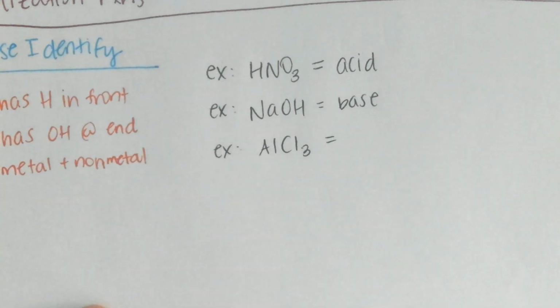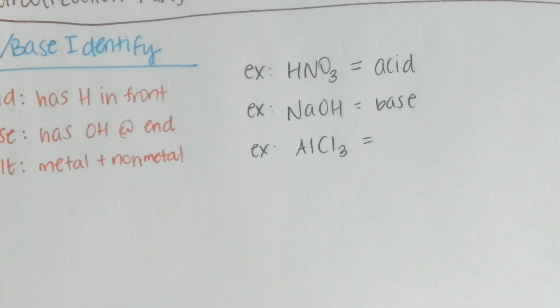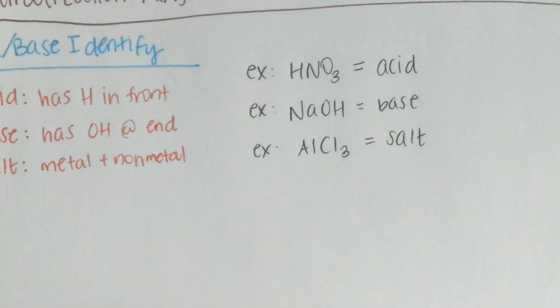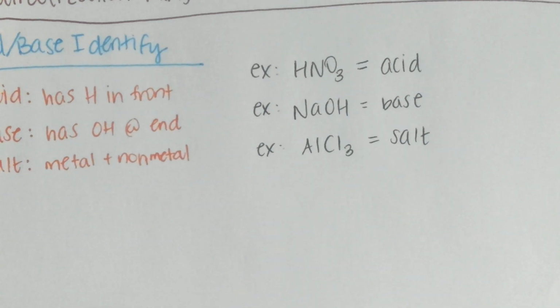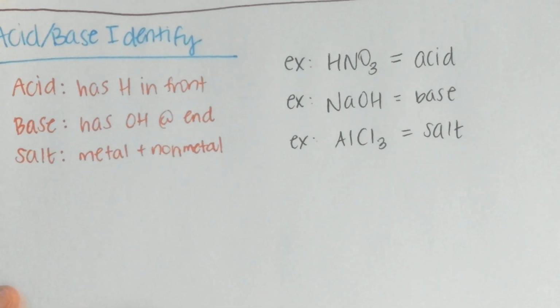So AlCl3. There's no H in it. So what is it? Salt. Oh, I forgot about that. So yeah, if it doesn't have H in it, if it doesn't have OH in it, it is automatically a salt. That's pretty much it with identifying. Nothing more to that.